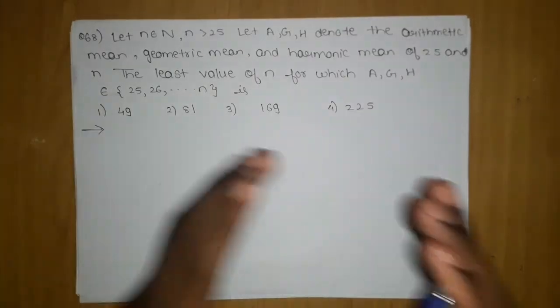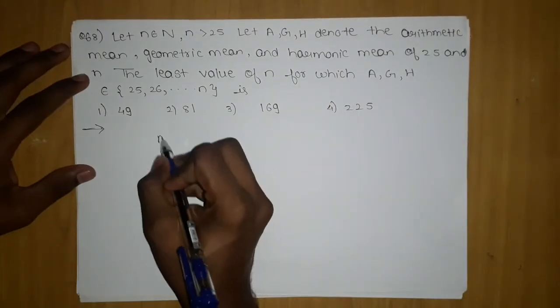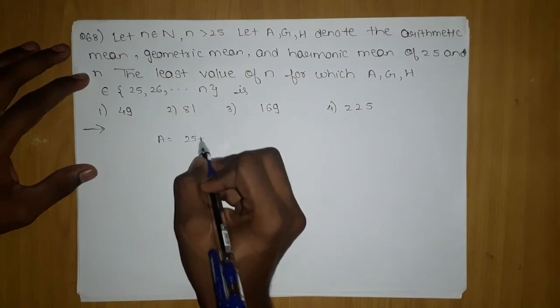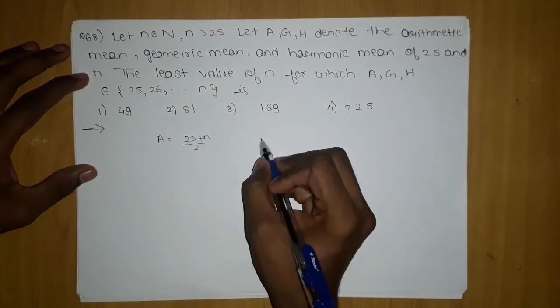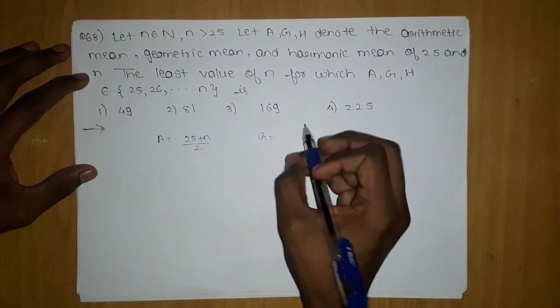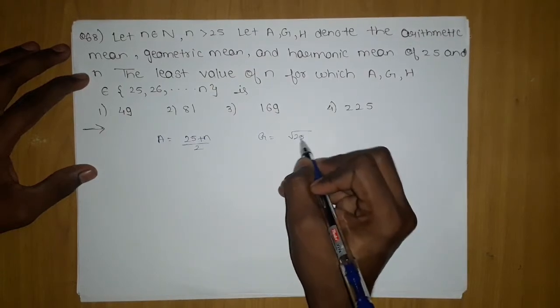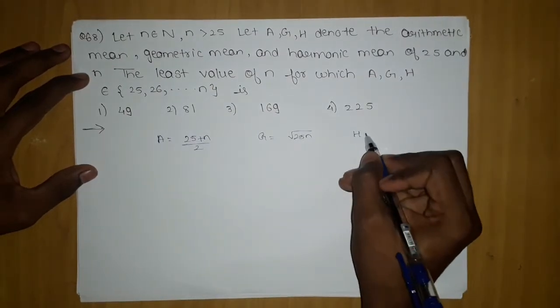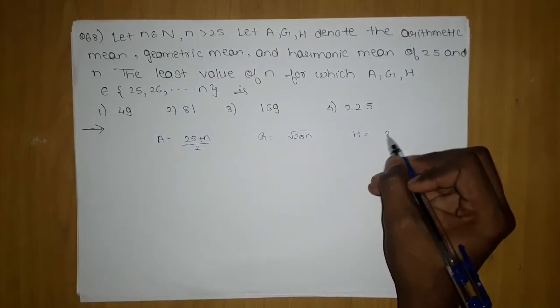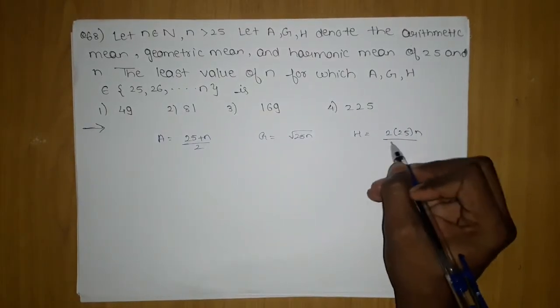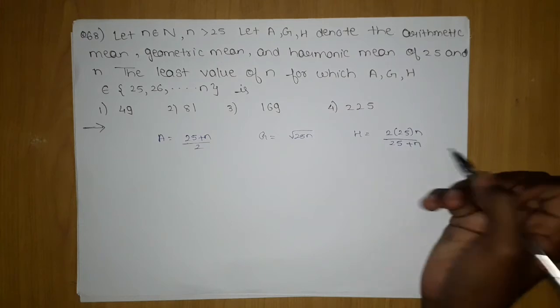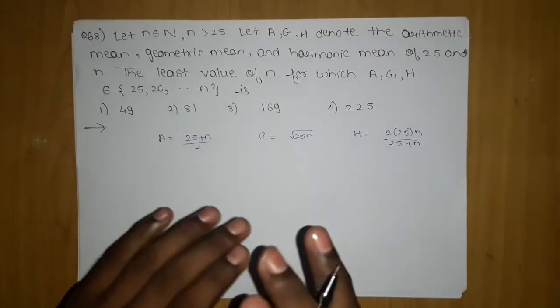Now I have the two numbers. Can I say the arithmetic mean? Yes, it is very easy: 25 plus n by 2. Can I say the geometric mean? Yes, it is very easy: square root of 25 into n. Can I say the harmonic mean? Yes, 2 into 25 into n upon 25 plus n. Now this question is over.